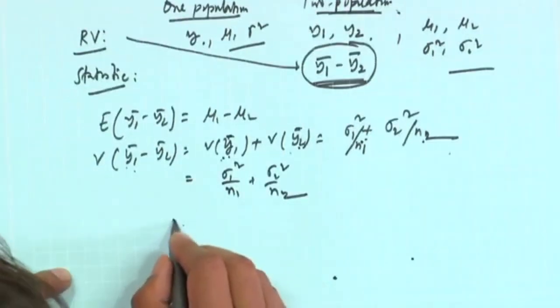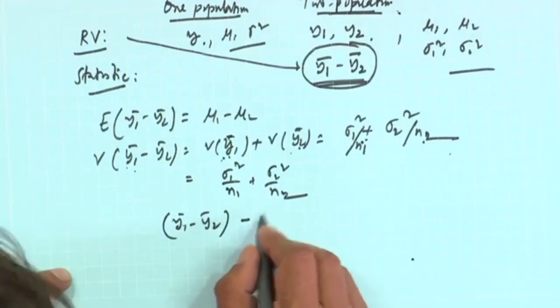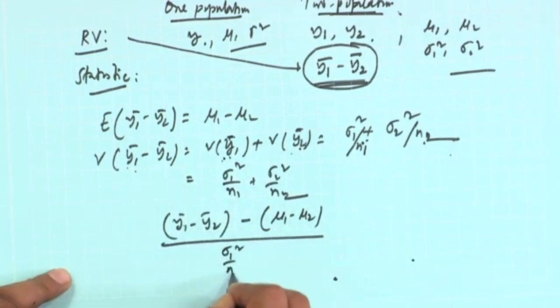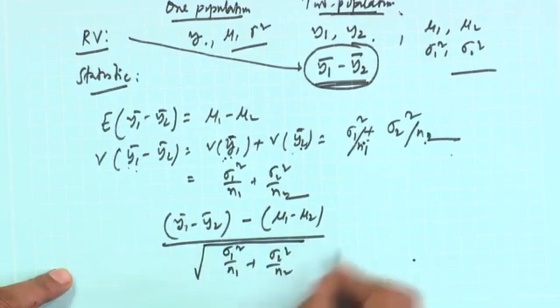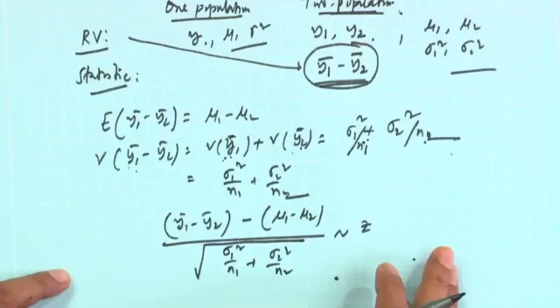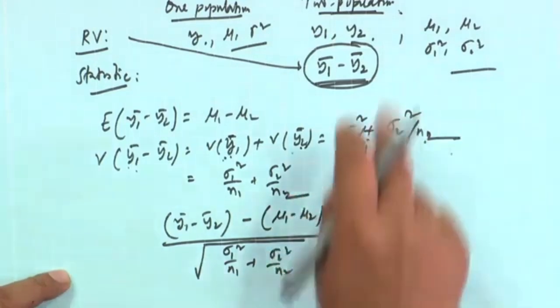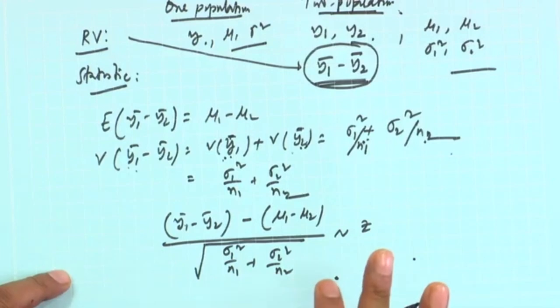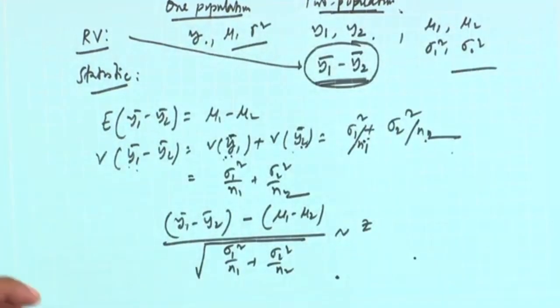Now, from the central limit theorem, you can write that y 1 bar minus y 2 bar minus its expected value, mu 1 minus mu 2, divided by the square root of sigma 1 square by n 1 plus sigma 2 square by n 2, follows the z distribution. This follows the z distribution for large sample size. For small sample size, whatever it may be, it holds if sigma 1 and sigma 2 are known and both populations are normal. And then using the concept of the confidence interval, that the probability that this value lies within the lower limit and upper limit will give you the interval.